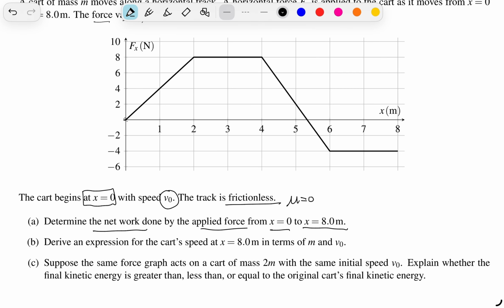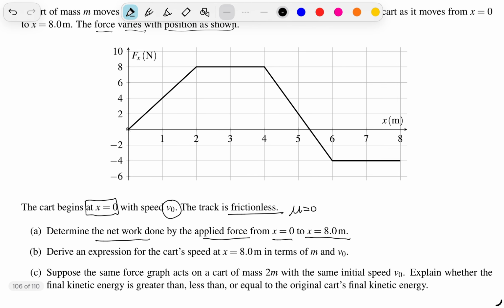Well, in order to find the net work on this object, we can look at the area under the force versus x graph, because work is equal to F times displacement times cosine of the angle theta. So you're going to find the area that is underneath, aka all of this. Basically, we're looking at the area between this line and the positive x-axis.